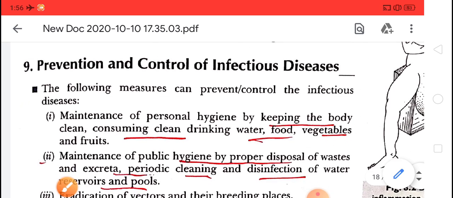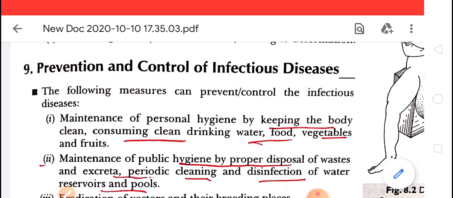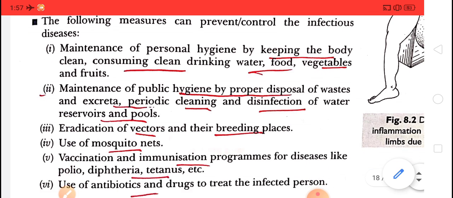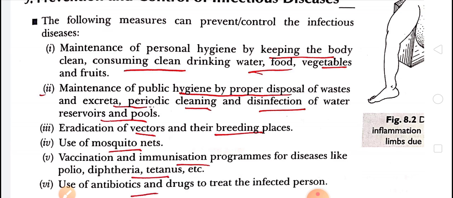Now last, children, prevention and control of infectious disease. That is the most important thing. You have listened many times that prevention is better than cure. So if we prevent harmful pathogens and harmful vectors, we can easily protect ourselves from harmful disease. How can we protect our body from harmful disease?